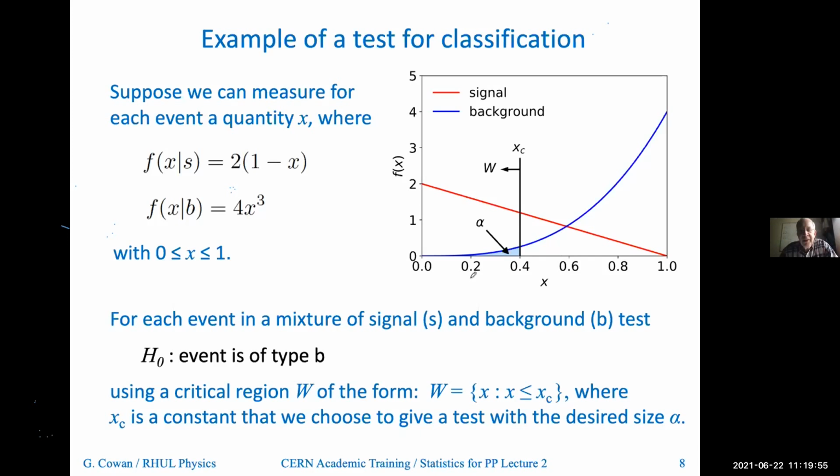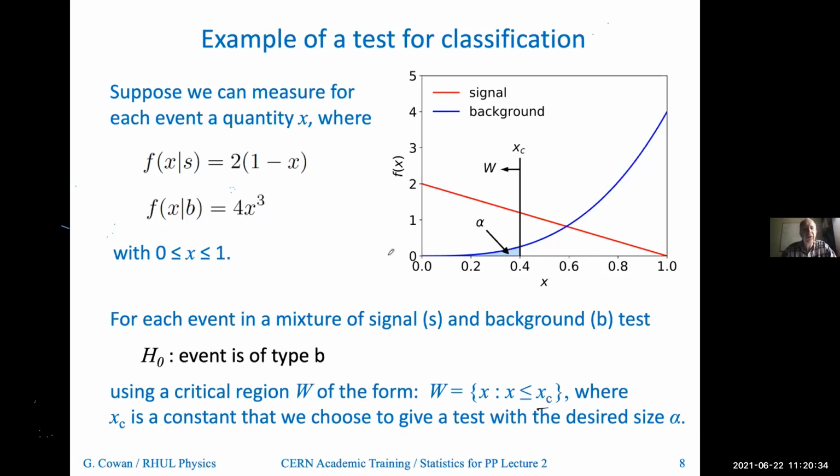Now you can see, where do I choose the critical region? Well, the alternative is peaked over on the left. And so therefore, that's where I put the critical region. Right? So it has a probability alpha under the assumption of the background hypothesis. And then I'd get a much larger probability in that same region under the assumption of the signal hypothesis. So the critical region is the set of X values such that X is less than or equal to some cutoff value, X sub C. So we're going to choose X sub C to get a test with the desired size alpha.